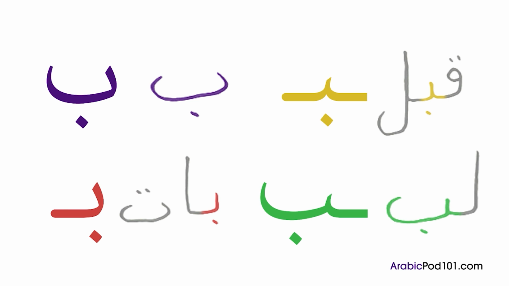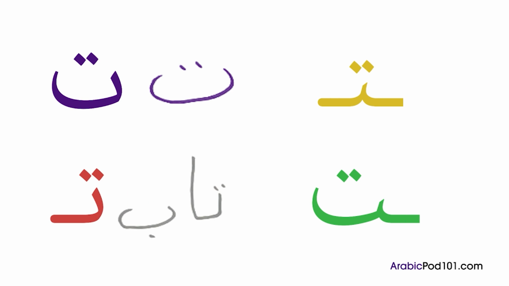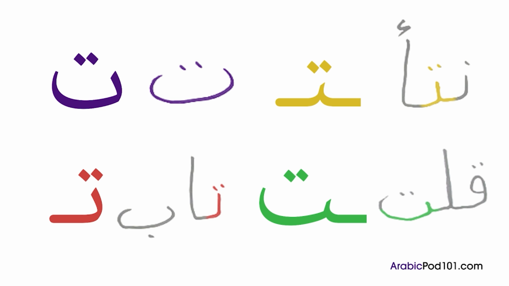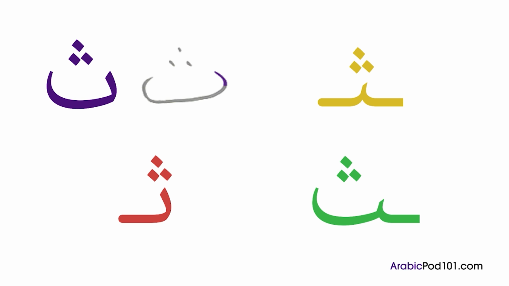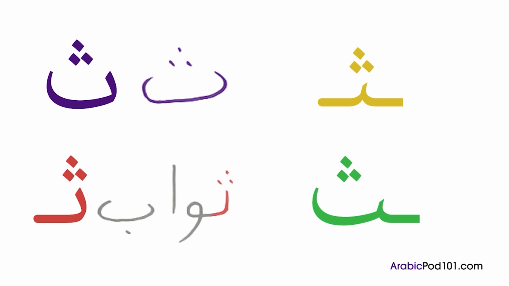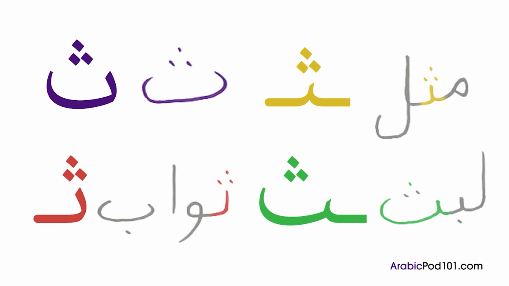Then there's Ta, isolated, initial, medial, final. Finally, we have Tha, isolated, initial, medial, final. That's it for lesson 2. Their shapes look like a boat, remember? Next, let's review lesson 3.